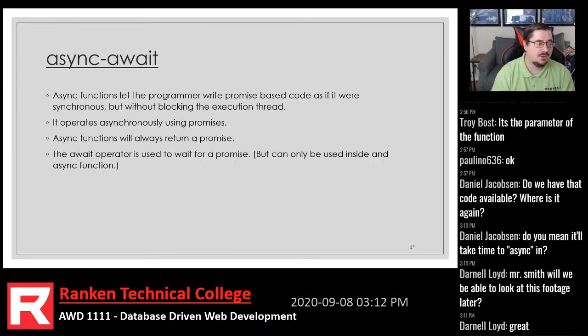In order to use the async await method, you have to have promises already. You have to have promises coming from your API. But as soon as you have that, then you can use this. Async functions will always return a promise. So if I mark a function as asynchronous, it will always return a promise, regardless of what is in there. And the await operator I can use inside of that asynchronous function. I can't use the await operator outside of an asynchronous function.